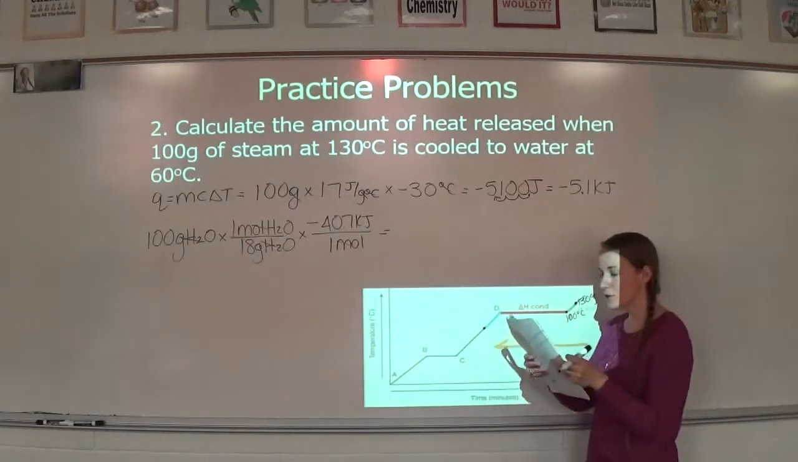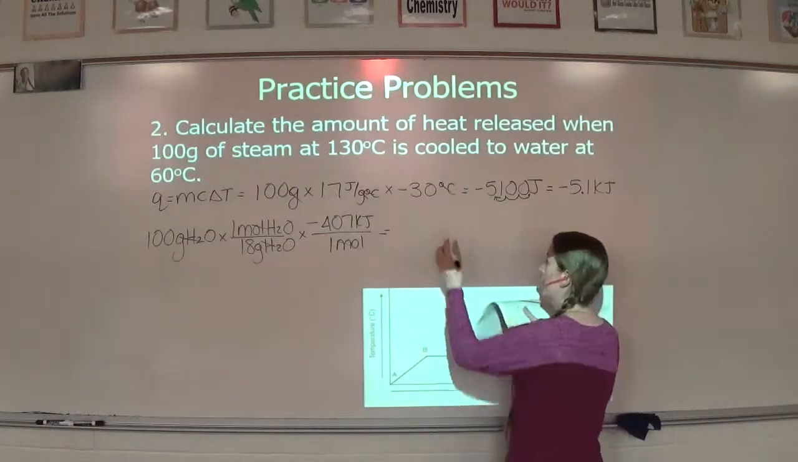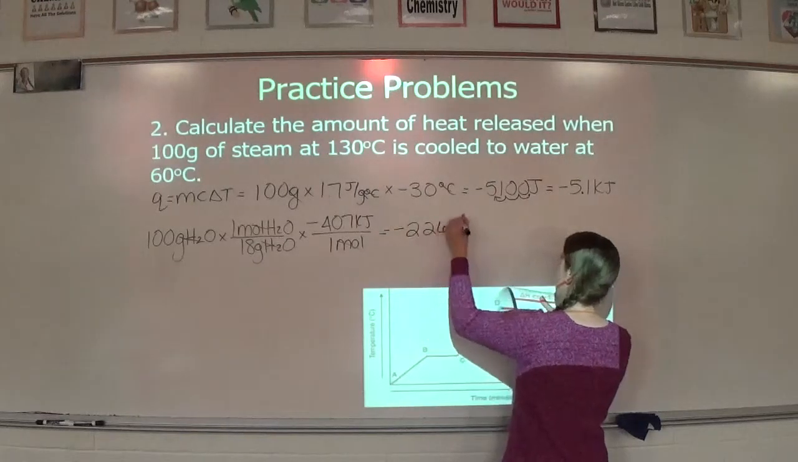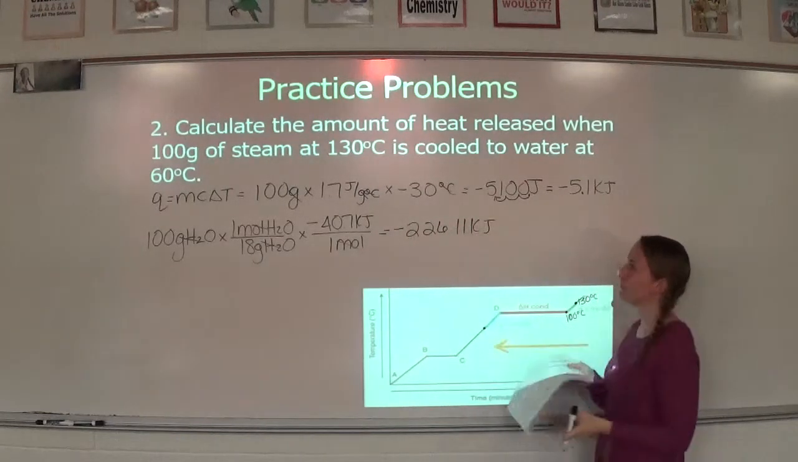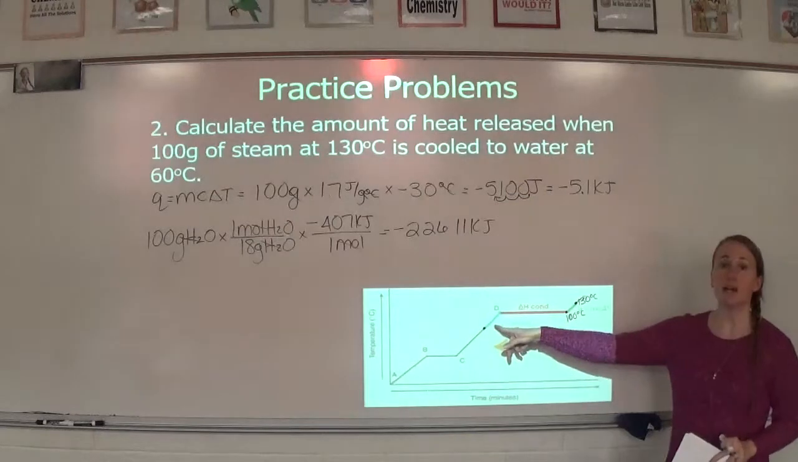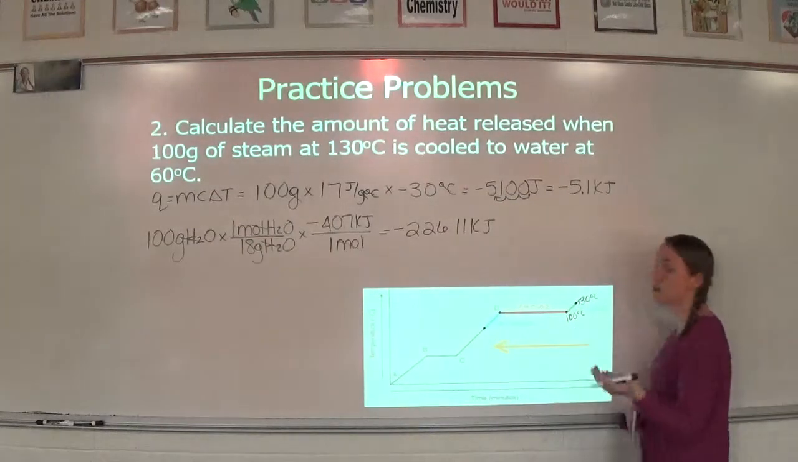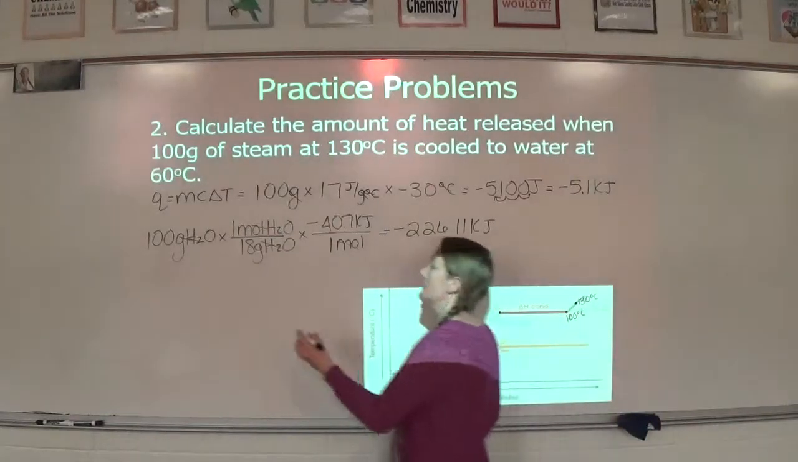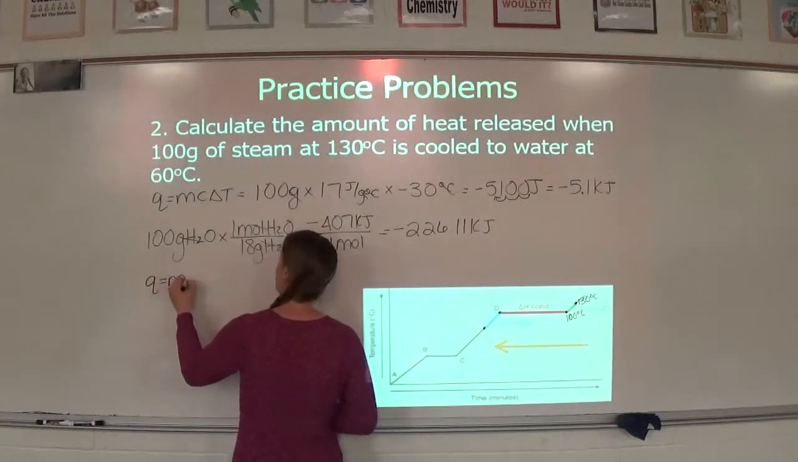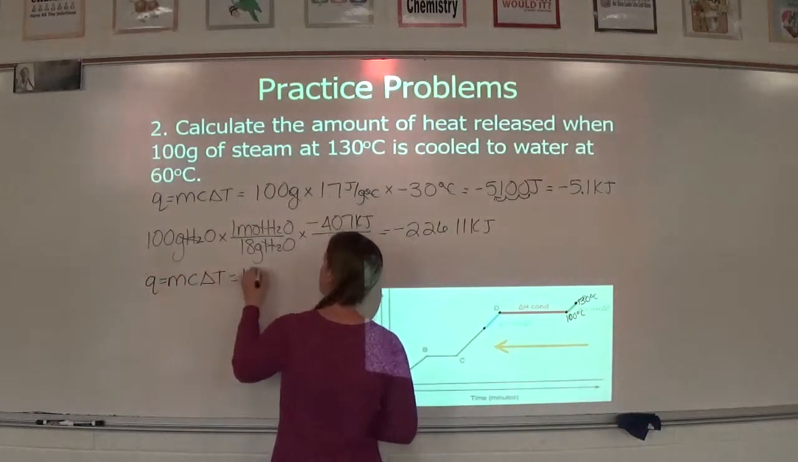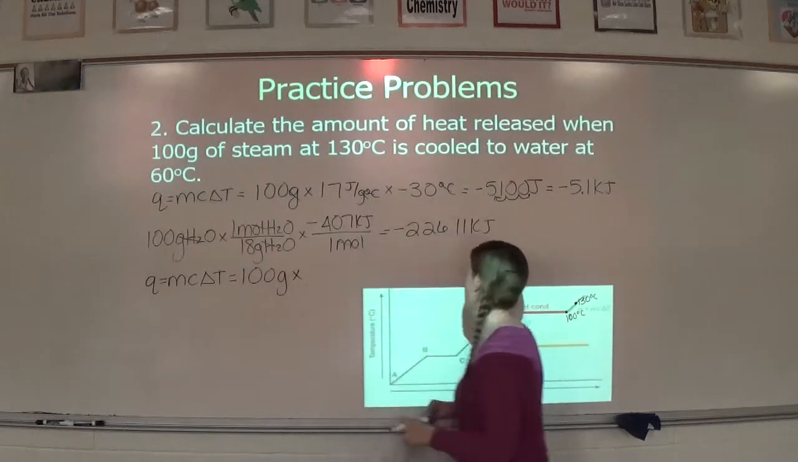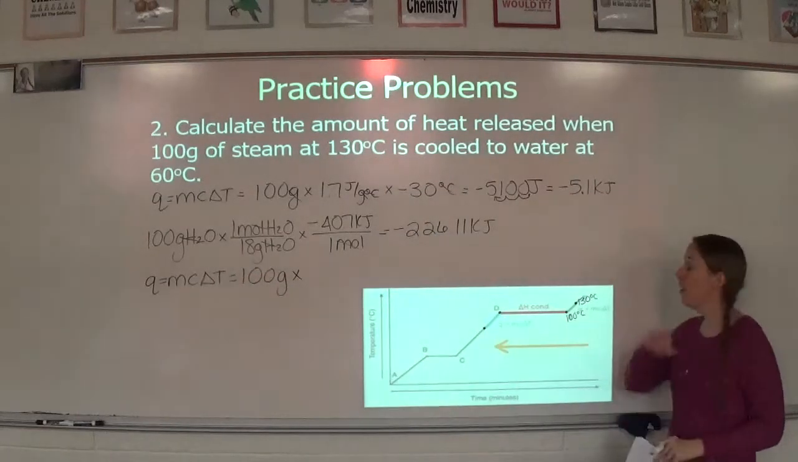And so once I multiply that through, I got negative 226.11 kilojoules. And now I'm on to my blue step. Okay, so again, we're at a slanted line, so I can use Q equals mc delta T again. My mass, of course, is the same, 100 grams. But here I'm talking about liquid water.